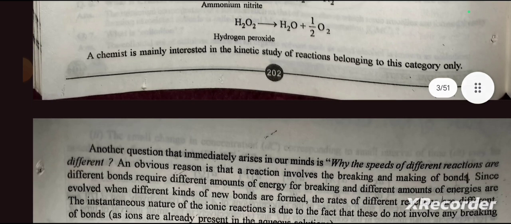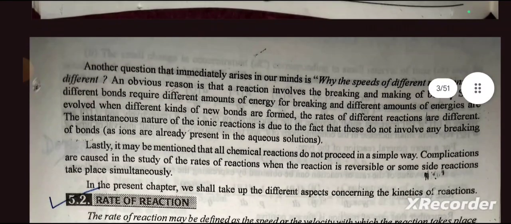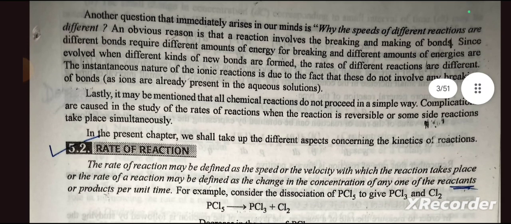A chemist is mainly interested in the kinetic study of reactions belonging to this category only. Another question that immediately arises in our mind is why the speeds of different reactions are different. An obvious reason is that a reaction involves the breaking and making of bonds. Since different bonds require different amounts of energy for breaking, and different amounts of energy are evolved when different kinds of new bonds are formed, the rates of different reactions are different.